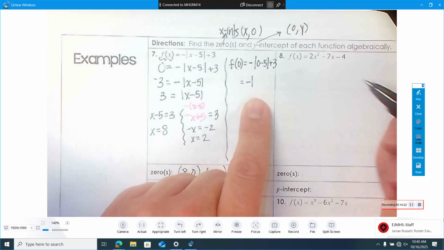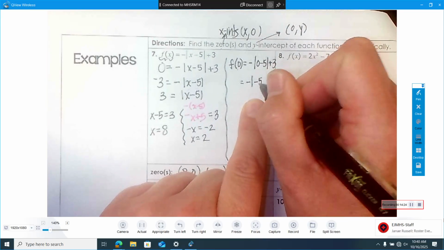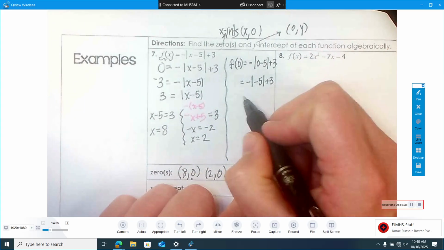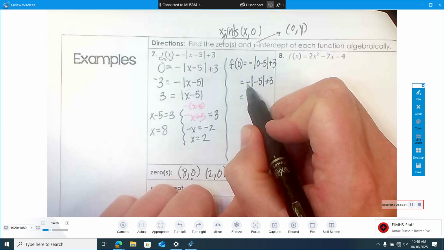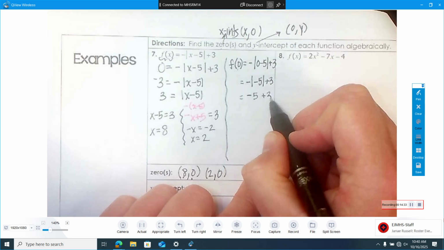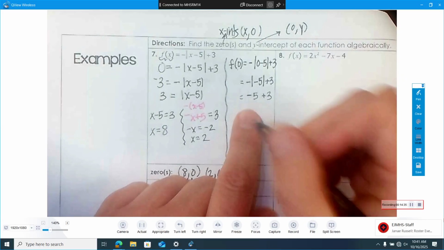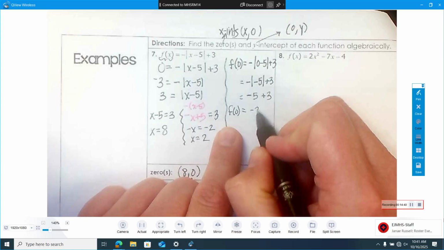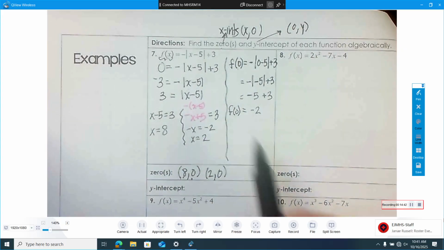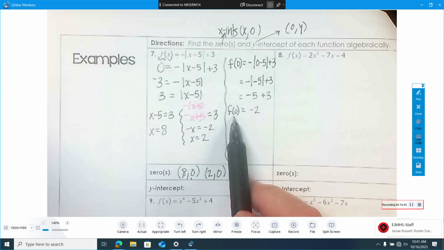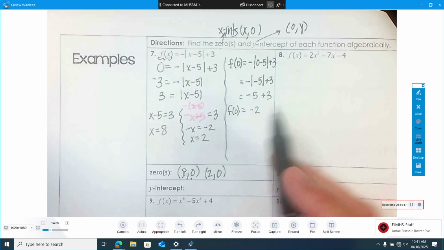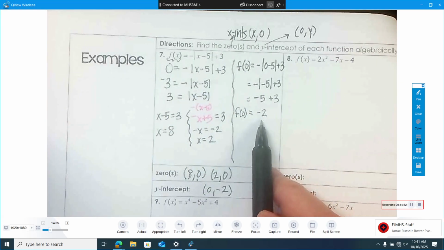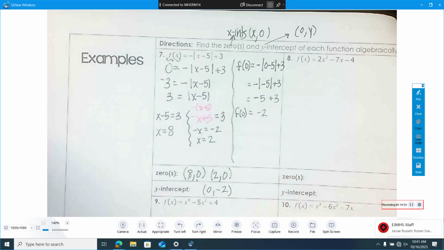0 minus 5 is negative 5. Good. And then we have, what's the absolute value of negative 5? 5. But it's got a dangling negative in front? So it's still negative 5 plus 3. What is negative 5 plus 3? Negative 2. And again, this is function notation, so we did yesterday. This is the ordered pair, 0, negative 2. 0 for the x, the y value is negative 2. It's an input-output situation.